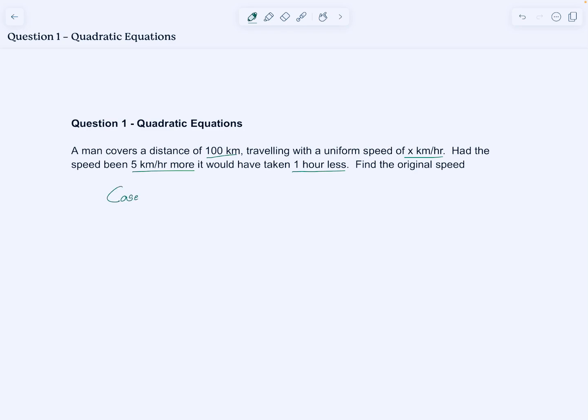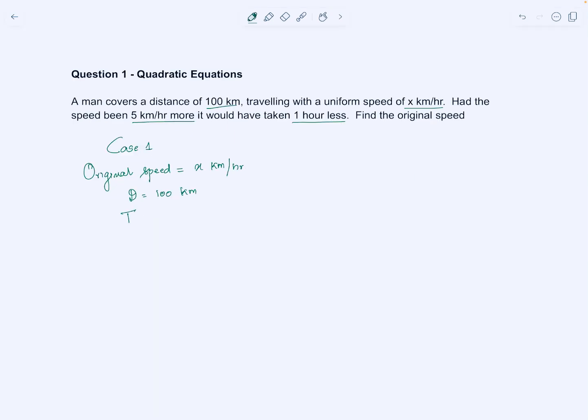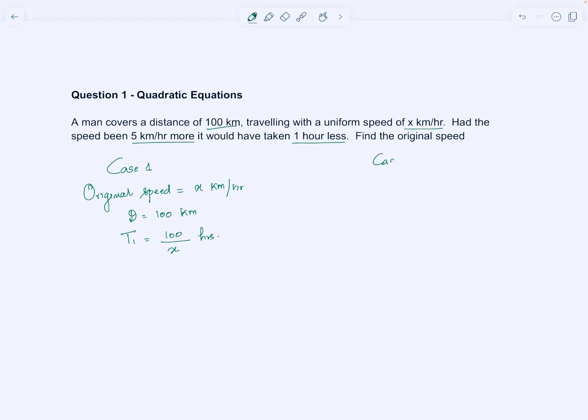Case 1, original speed is x kilometer per hour. The distance traveled is 100 kilometer. So the time taken by the man to travel this distance with this speed is 100 upon x hours. The second case, the new speed is x plus 5 kilometer per hour. The distance traveled is the same 100 kilometer only, and the time taken, let it be t2, to travel this distance with this speed is 100 upon x plus 5 hours.